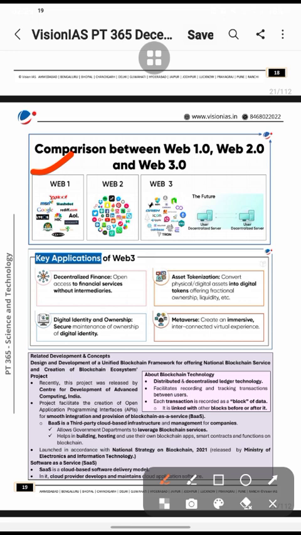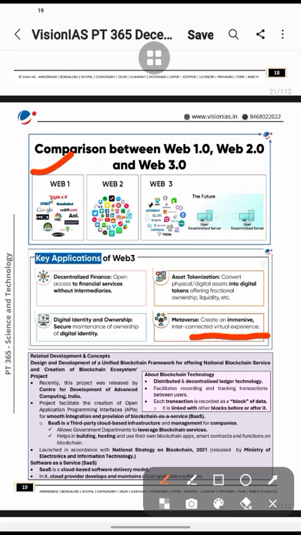And the future uses decentralized servers. Web 3 brings decentralized financing and asset tokenization, digital tokens, and the metaverse to create immense interconnected virtual experiences and digital identification, all that.